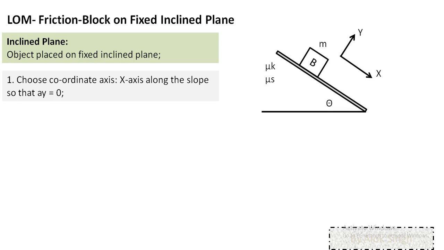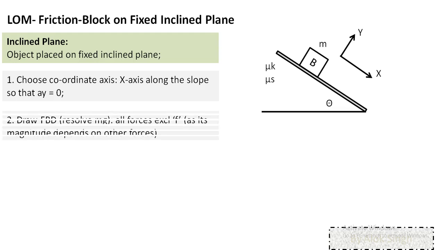First, we choose the coordinate axis, and we should choose the x axis along the slope so that acceleration in the y direction is equal to 0. Then we draw the free body diagram, which basically involves resolving mg. We'll mark all the forces except the friction force, as its magnitude will depend on other forces.